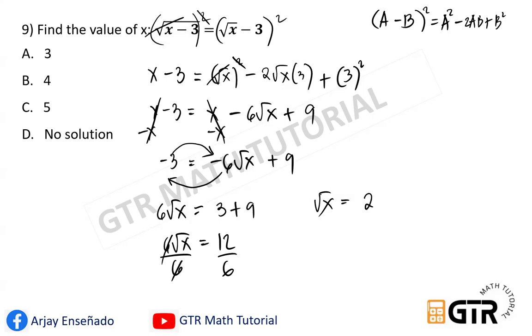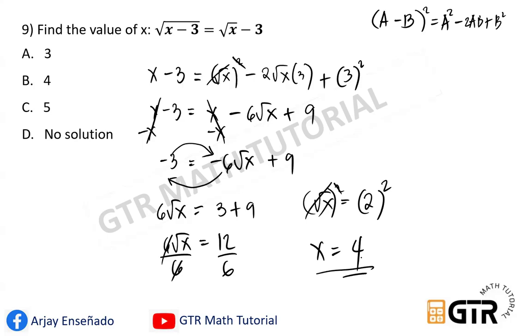Finally, remove the radical symbol by squaring both sides. Therefore, the value of x is 2 squared, that is equal to 4. But in solving radical equation, after finding the value of x, we need to substitute it to the original equation to see if that satisfies the original equation.